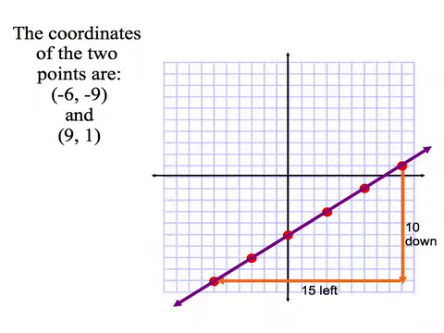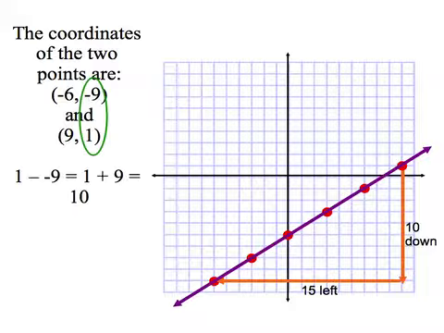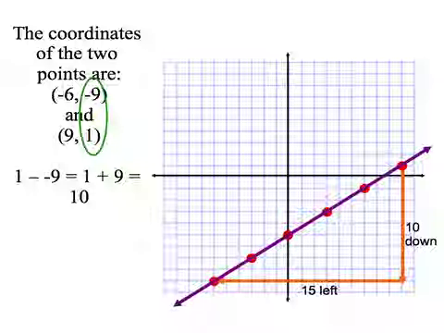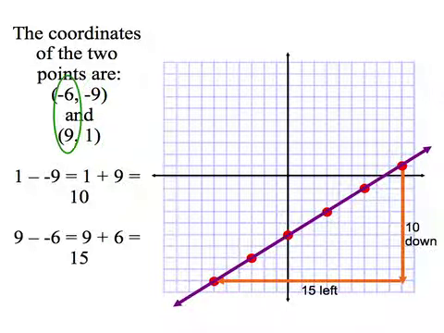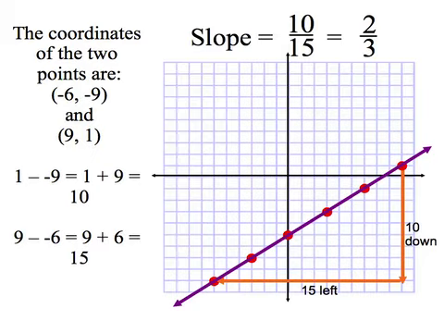We'll do one more, and this one, we went 10 down and 15 to the left the first time when we counted it out. And doing it this new way, we find the difference, 1 take away -9, which is 10 for the vertical difference, and 9 take away -6, which is 15, the horizontal difference. We make that a fraction, we put it in lowest terms, and once again we get 2/3.